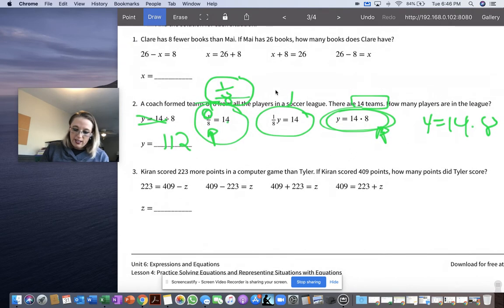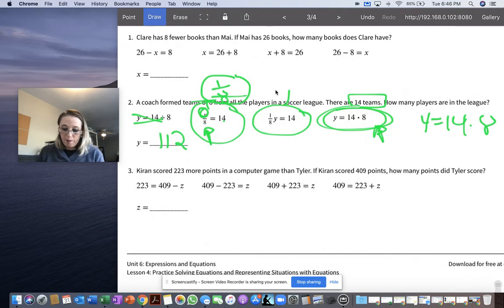So number 3, Kieran scored 223 more. So already you're thinking what? You're thinking subtraction because it's more in a computer game than Tyler. If Kieran scored 490, so there's your total, how many points did Tyler score? So here's your total, more.